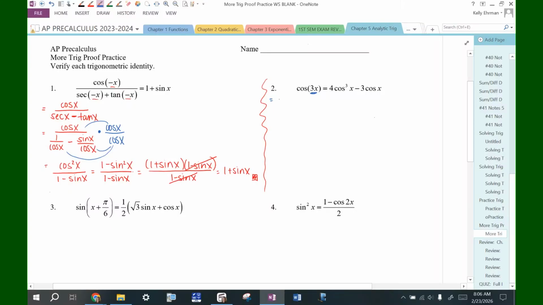So how do you work with a 3x? Split it up into a sum of 2x plus x. This allows you to use the sum formula for cosine. So that's cosine 2x times cosine x minus sine 2x times sine x.